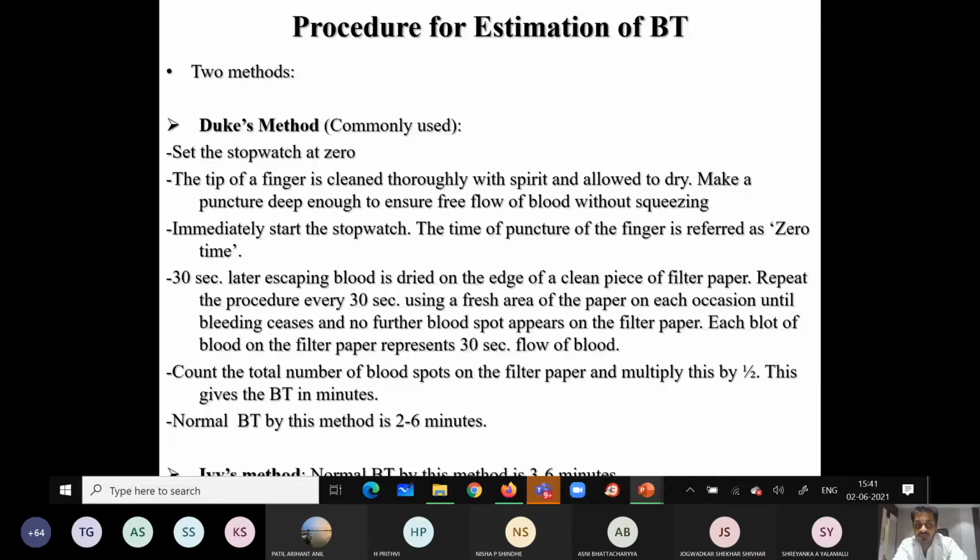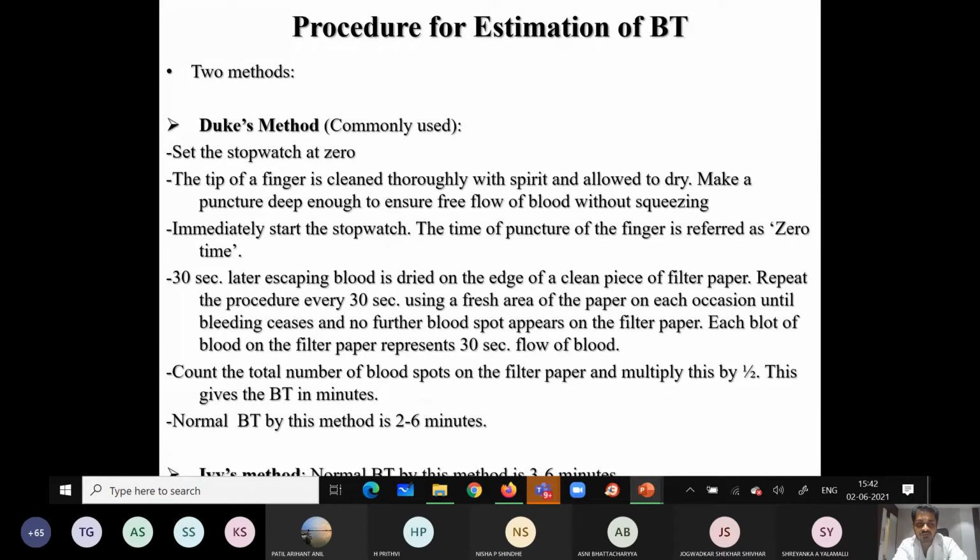After that, every 30 seconds you will put one mark on the filter paper. 30 seconds later, the escaping blood is dried on the edge of a clean piece of filter paper. Repeat the procedure every 30 seconds using a fresh area of the filter paper on each occasion until bleeding ceases and no further blood spot appears on the filter paper. Each blot of blood on the filter paper represents 30 seconds of blood flow.